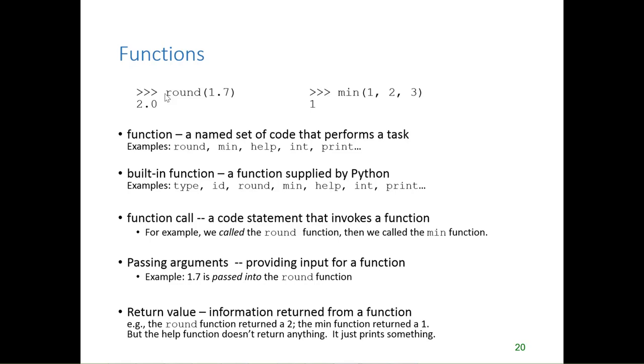Now you may also have a request to the butler that doesn't involve returning anything. So you may call the dim lights function. And in that case, the butler will dim the lights, but he's not going to bring anything back to you.